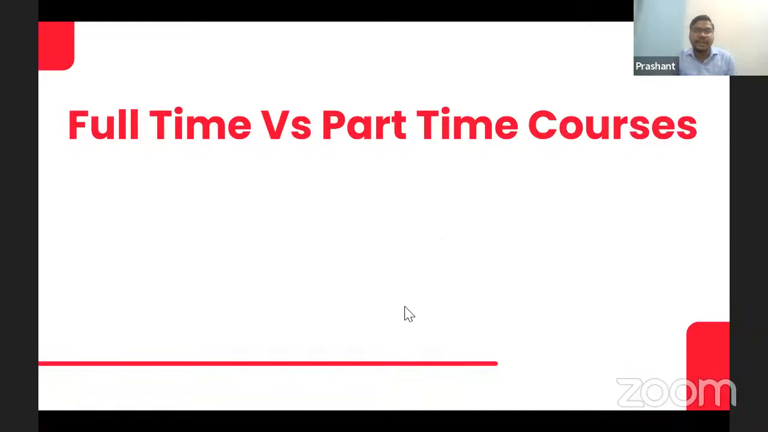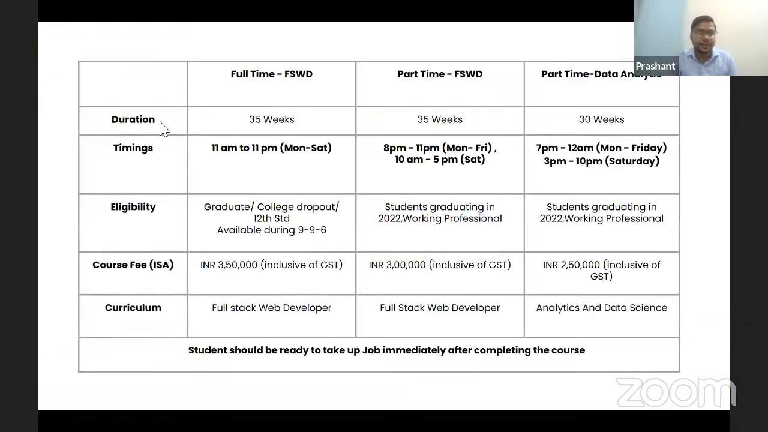Now if we compare our full-time and part-time courses, it is very simple. We currently have 3 courses, one full-time and 2 part-time. The first is full stack web development full-time, then full stack web development part-time, and the third is part-time data analytics. The duration for all 3 courses is 35 weeks. For data analytics, it is comparatively less, but if you include revision, it is also 35 weeks.